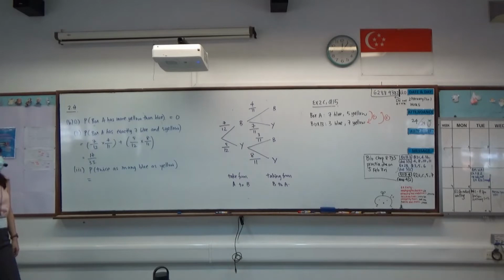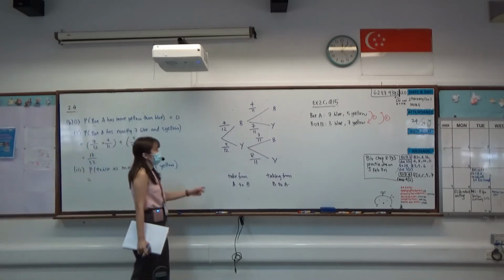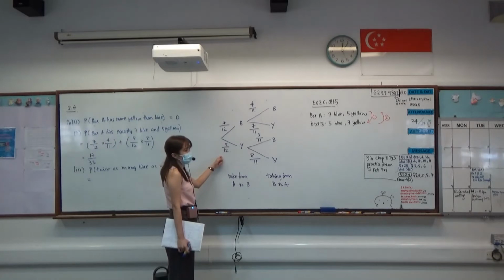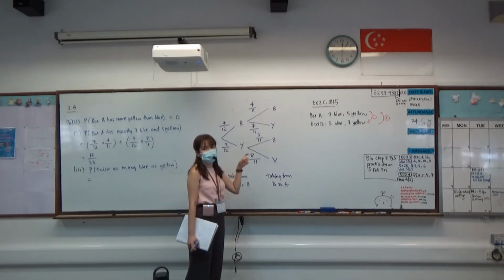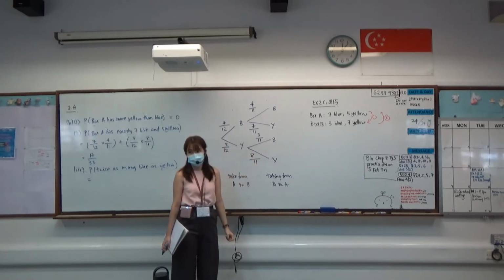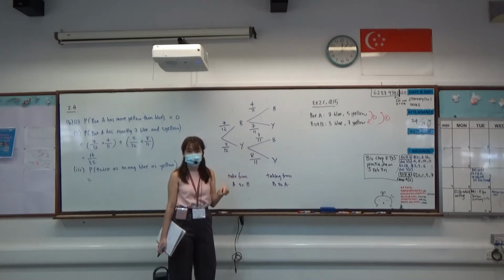What do you think, Joseph? What must I take out from box A? And what must I put back into box A in order to have 2 times more blue than yellow? 5 over 12 times 3 over 11. So if I were to take out 1 yellow, I'm down to 4 yellow. And then I put in 1 blue, I will get 8 blue. So 8 is 2 times of 4.